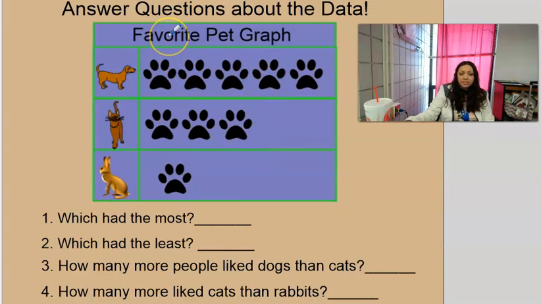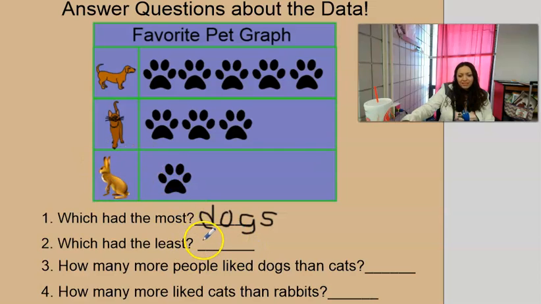On our pictograph it says favorite pet animal, and you can see we have dogs, cats, and rabbits. And it's asking us which had the most. So which one of these groups has the most? That's right, it's the dogs. So we're going to write the word dogs right here. All right, which one had the least? Poor rabbits. So rabbits only had one.